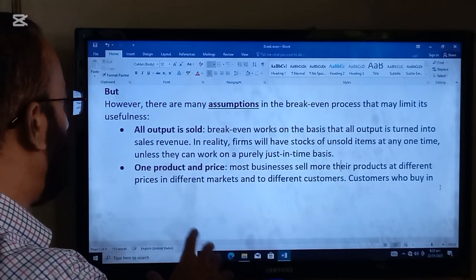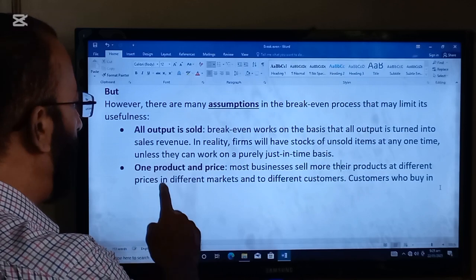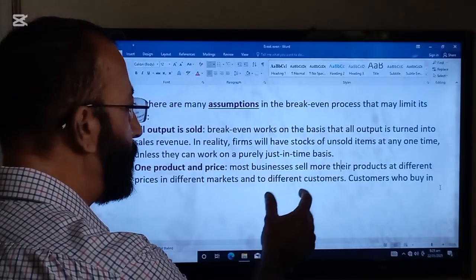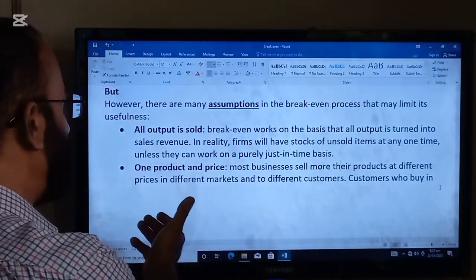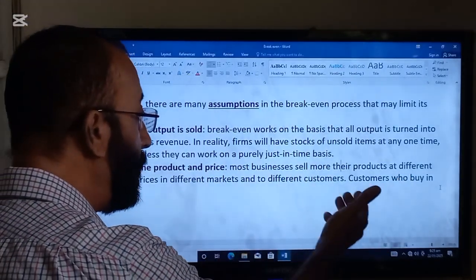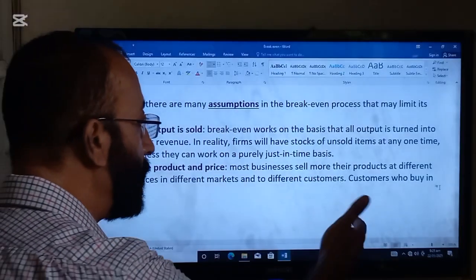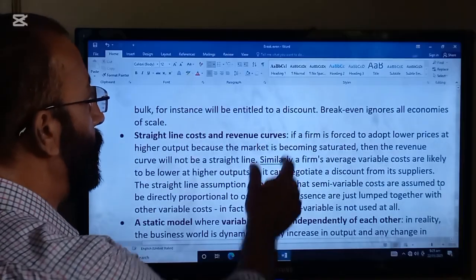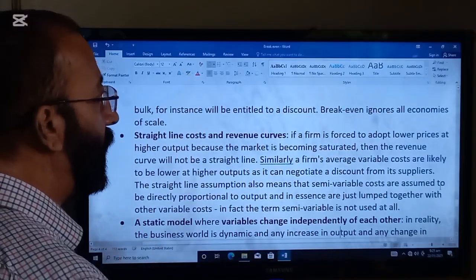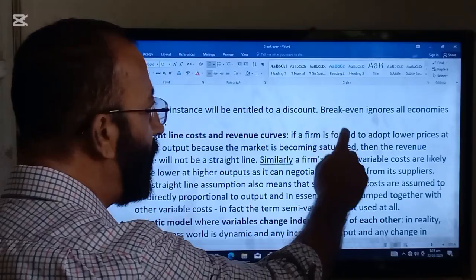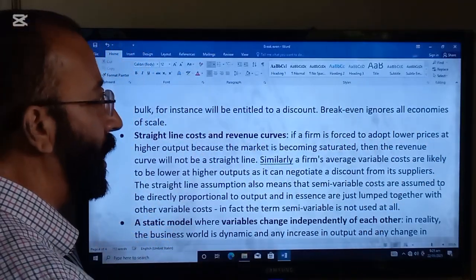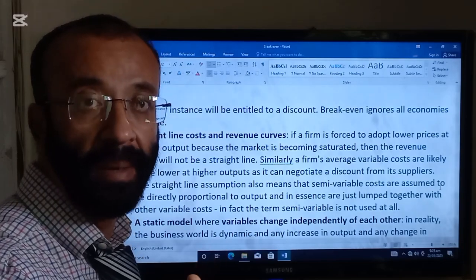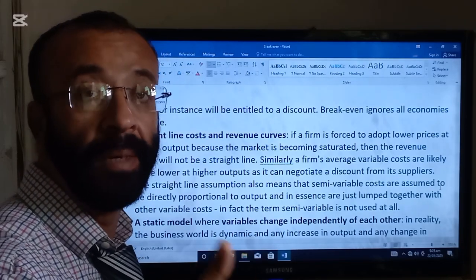The other assumption about the break-even analysis is one product and price. Most businesses sell their products at different prices in different markets and to different customers. Customers who buy in bulk, for instance, will be entitled to a discount which is not considered in the break-even analysis. Break-even ignores all economies of scale. Rather, we get economies of scale when we produce things in bulk.